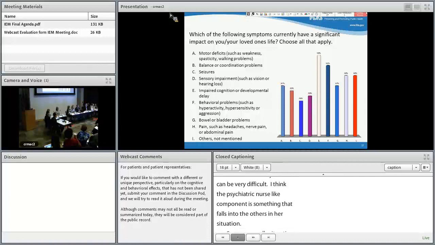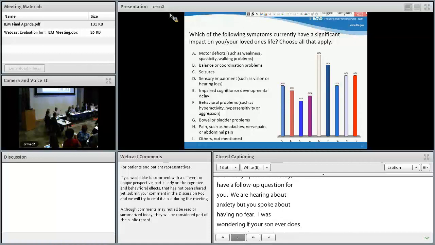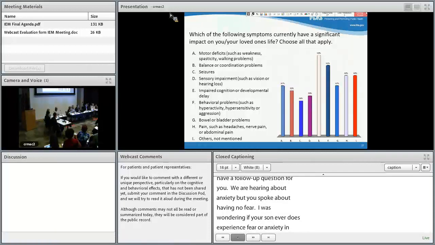So you're all reiterating the interconnectedness, I'll say, of all of these symptoms. Actually, Whitney, I have a follow-up question for you, because we're hearing about anxiety, but you spoke about having no fear. I was just wondering if your son, Reed, ever does experience fear or anxiety in contrast to the times that he feels nothing.